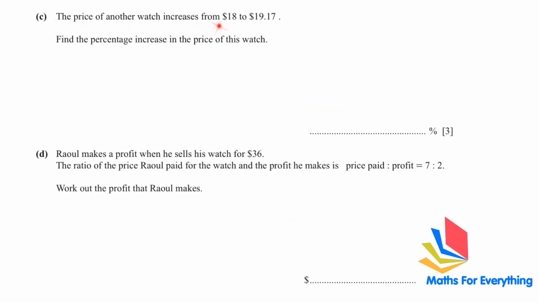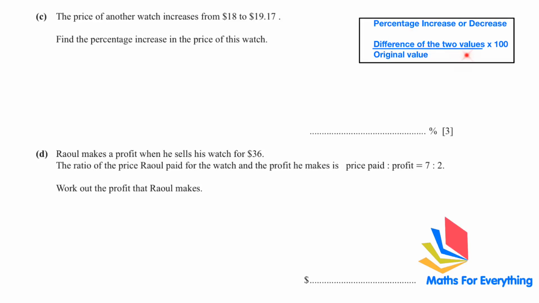The price of another watch increases from $18 to $19.17. Find the percentage increase in the price of this watch. Whenever you have a percentage increase or decrease question, we use this formula: difference of the two values over the original value multiplied by 100. So the big number minus the small number over the original value. It was 18. And then you times it by 100 and you will get 6.5. So that's the percentage increase. If it was a decrease, you will still use the same formula.